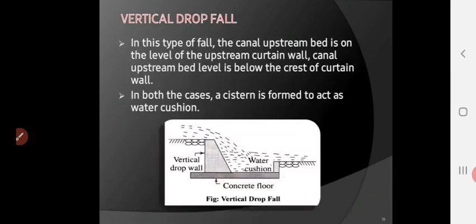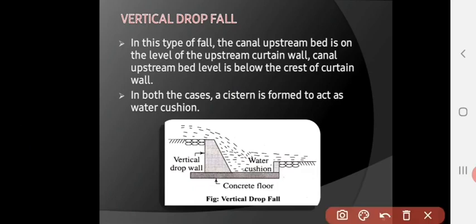Vertical drop fall. In this type of fall, the canal upstream bed is on the level of the upstream curtain wall. Canal upstream bed level is below the crest of the curtain wall. In both cases, a cistern is formed to act as a water cushion. Where the slope difference or the level difference is less, for smooth flow of water we can construct a vertical wall like this, the vertical drop wall.